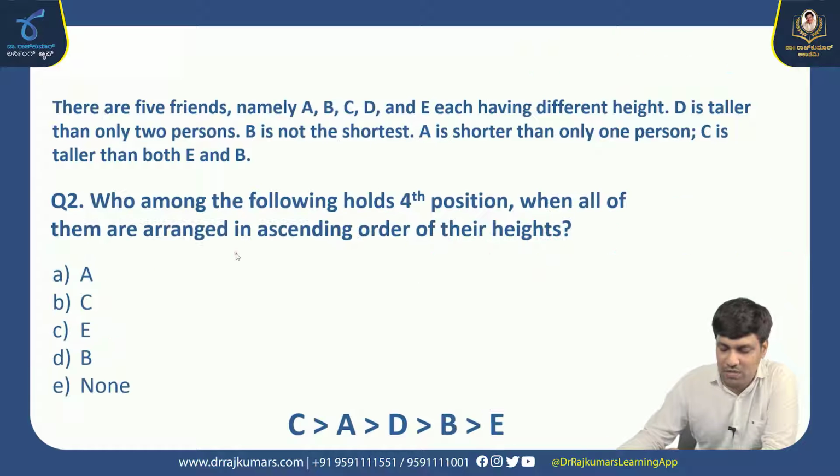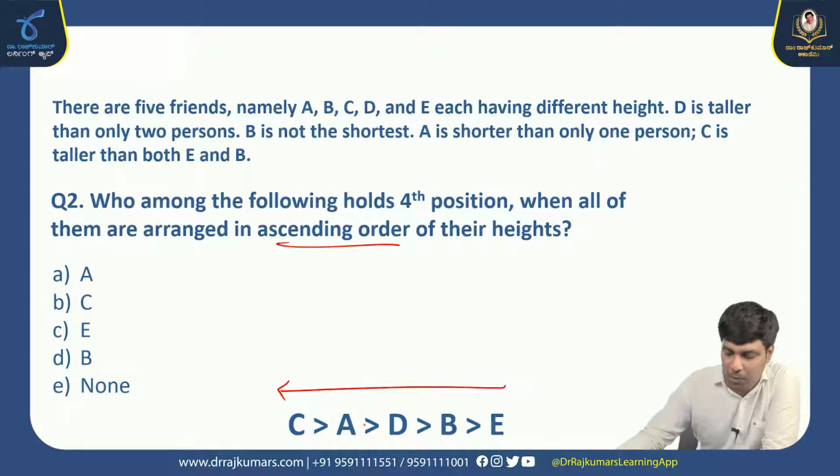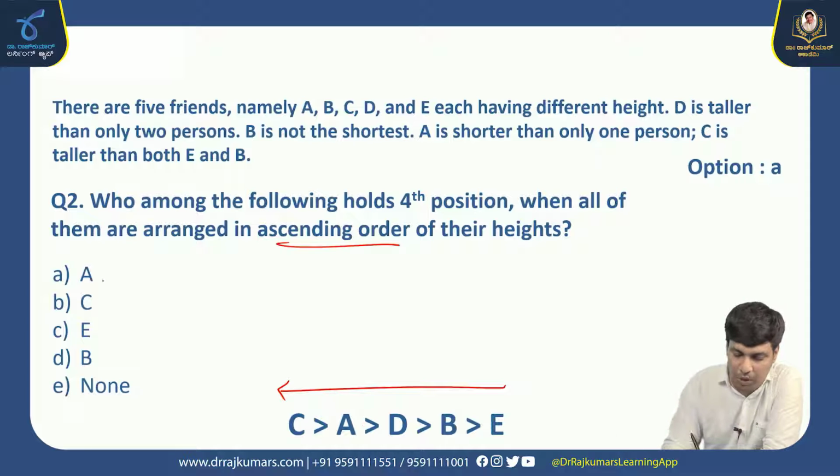With the same passage, we have another question. Who among the following holds 4th position when all of them are arranged in ascending order of their heights? Here in this passage, they are telling about comparison of their heights. On solving the above case, we have C, A, D, B, E as the sequence in descending order. The same sequence in ascending order is E, B, D, A and C. The right option for this question is option A.